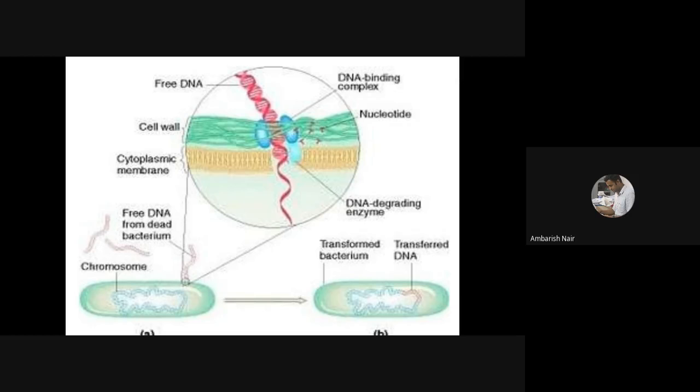So the first thing is it binds to the surface receptor. Second, it enters inside. Once it has entered, one strand is broken and only one strand is allowed inside. The last step is that the successfully entered single-stranded DNA is integrated into the host genome. And if successfully integrated, then we call it a transformed bacterium.